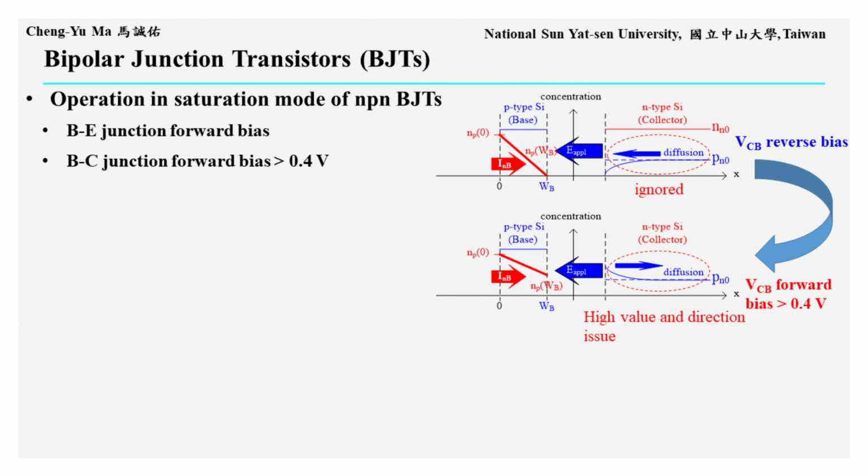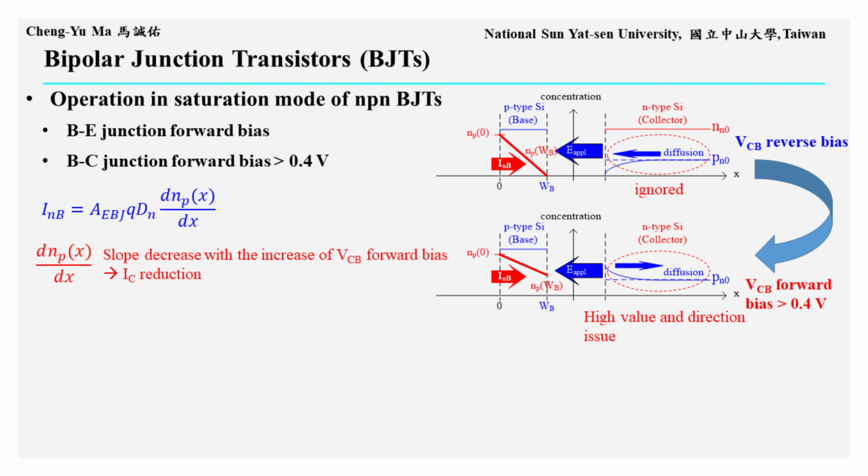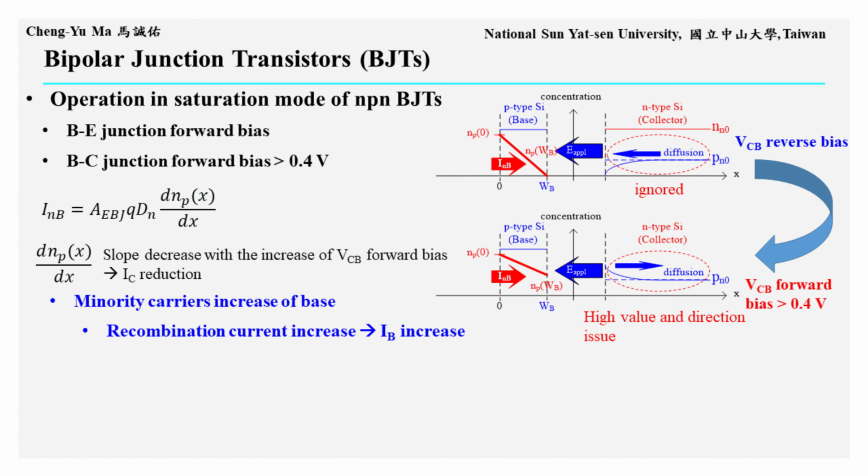In the base region, the electron concentration profile becomes less steep. This reduced concentration gradient in the base lowers the diffusion current. As a result, the electron current injected from the emitter decreases as it passes through the base, and fewer electrons are eventually injected into the collector. Therefore, IC decreases. In addition, because the minority carrier concentration in the base increases, more injected electrons recombine with holes in the base. This increases the recombination current and therefore increases the base current, IB.